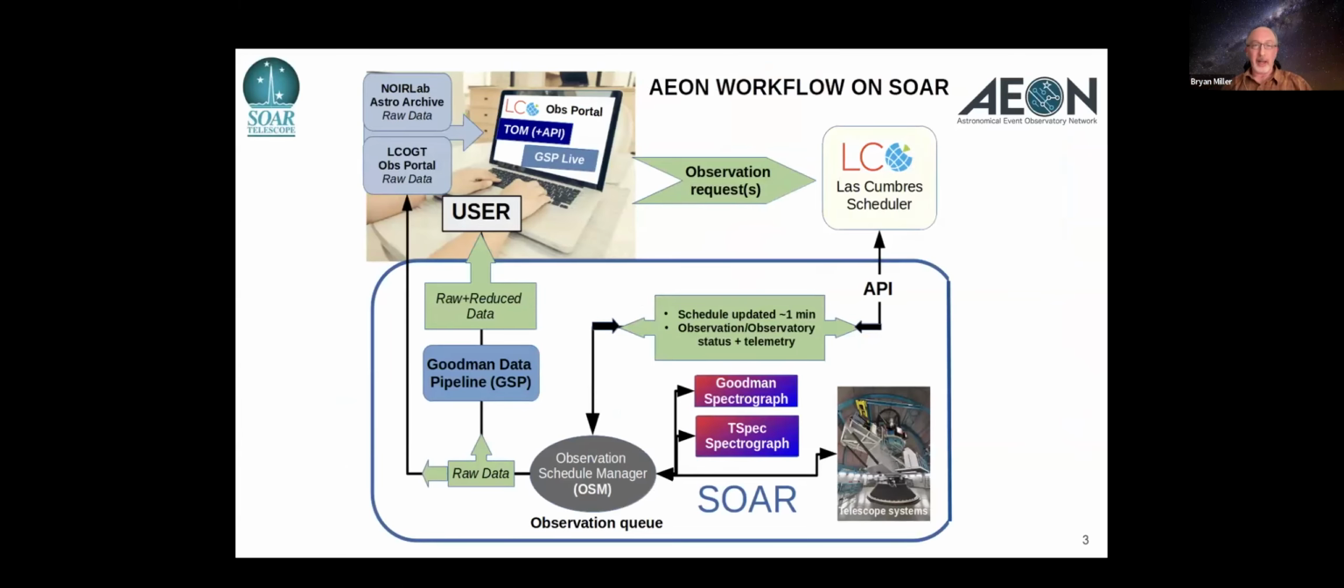So SOAR works within Aon via the Las Cumbres Observatory portal. You can put in observation requests via their web interface or with APIs. And on Aon nights on SOAR, it sends the plans in real time to the observation schedule manager at SOAR, which coordinates configuring the instruments and taking the data, slewing the telescope. The data, if it's Goodman data, can be produced with a pipeline. And then the data goes to both the Las Cumbres Observatory portal and the NOIRLab archive so you can get at it.